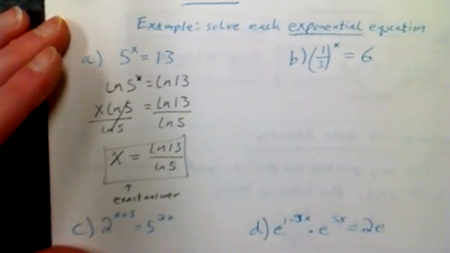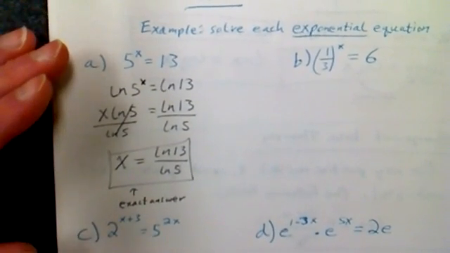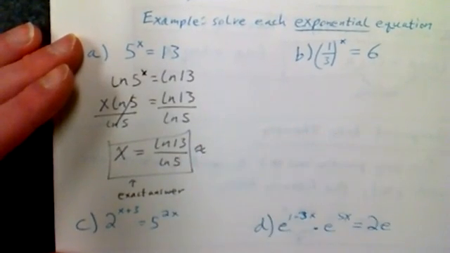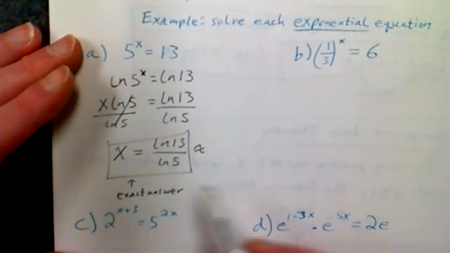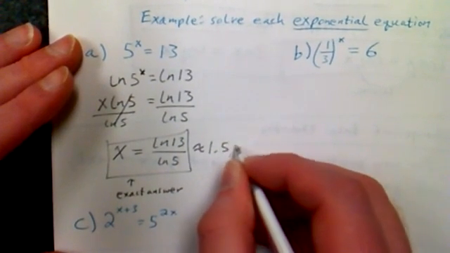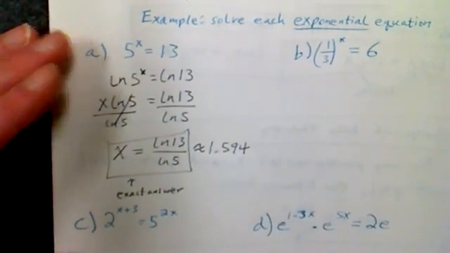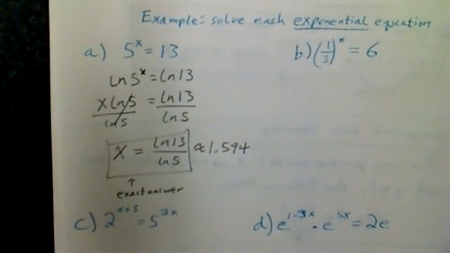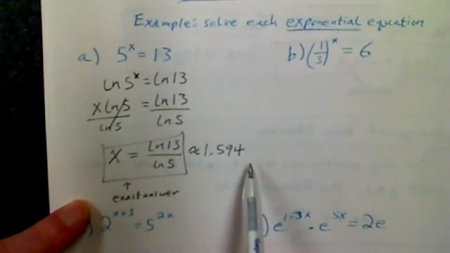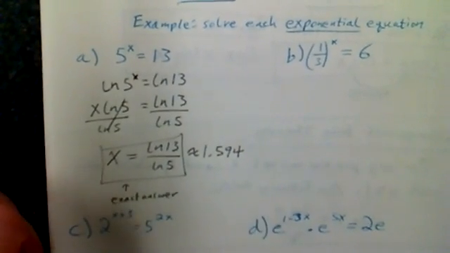If you like, and depending on how the question is phrased, you can give an answer rounded to the nearest thousandth. So if you type this into your calculator and you round it off, that's about 1.594. Of course, that's important in application, so you can see, well, what is that number? But exact answers are always more exact, so that's the advantage there.